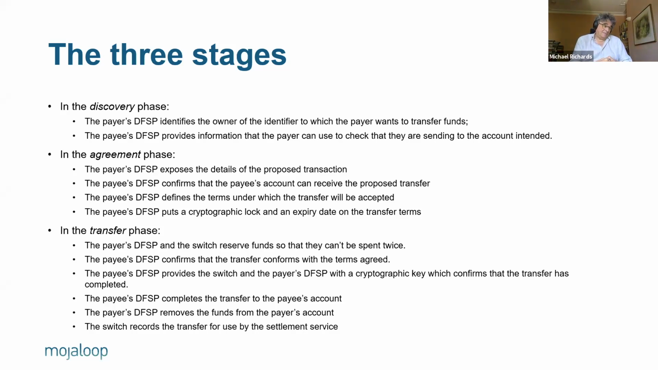So finally, in the transfer phase, the payer and the switch reserve funds. The payer reserves the customer's funds, and the switch reserves the DFSP's funds. And they can't be spent twice. So what I can't do is send 3 or 4 transfers out, and essentially, if all of them worked, I would go over my limit. The reservation means that I can only transfer funds if I have sufficient funds to cover them.